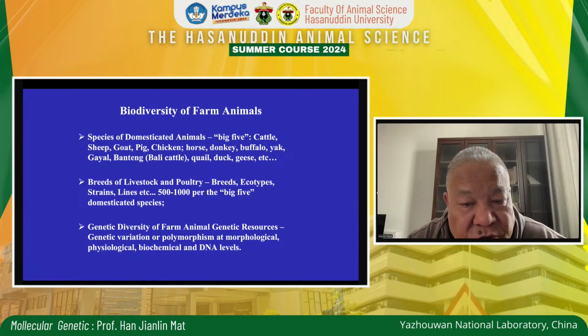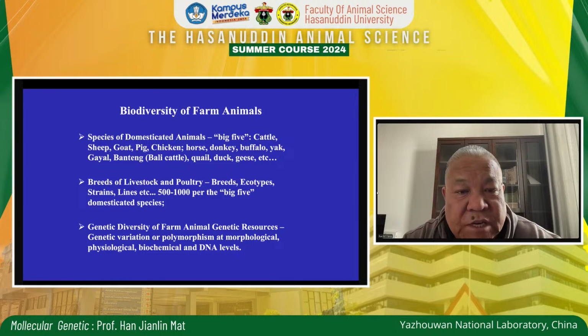So we are basically working on livestock production, and we are dealing with very few species. I mentioned cattle, sheep, goat, and down to chicken and duck.